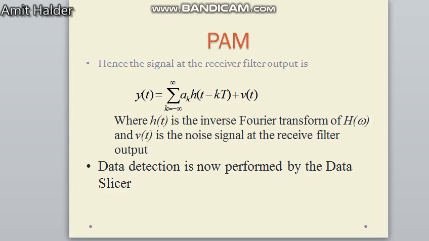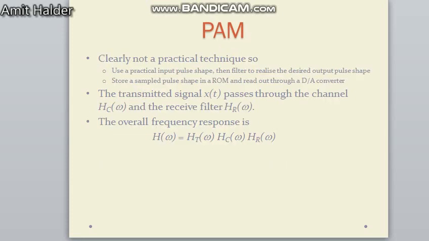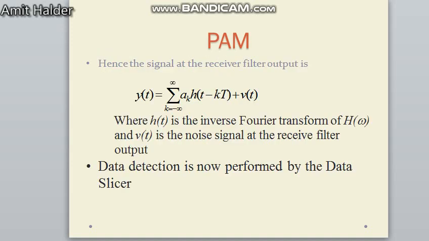Next part. In the previous part, we learned about the total or overall frequency response. After that, we will go to the next section: what the PM receiver will get. The signal at the receiver filter output is A K h(t minus kT) plus v(t). So there is a noise signal, as you can find in the channel. v(t) is the noise signal that is not only disturbing but is added to the total output signal. We have to extract this message signal out of the noise signal.